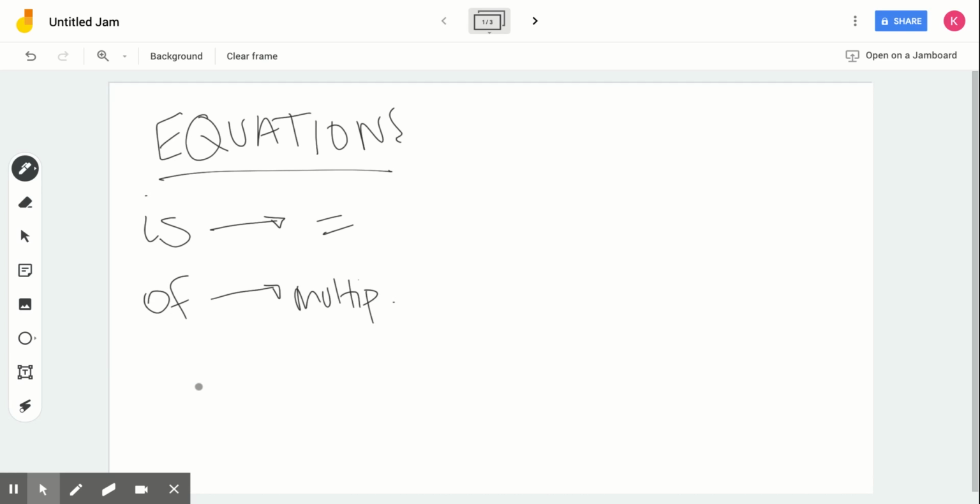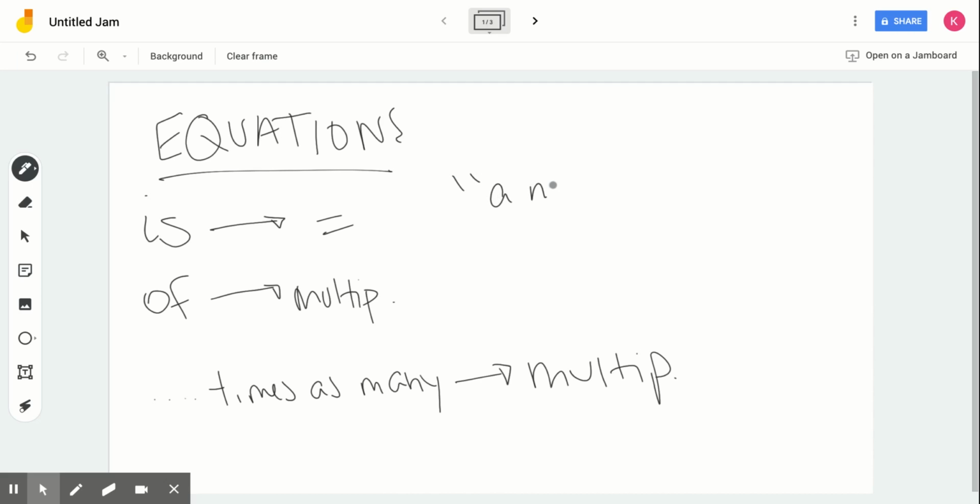The other thing that we can look at here is usually there will be a term or a phrase in some of them that'll say something times as many. So again, when we see something times as many, this is again going to tell us that we are multiplying. So it might say 4 times as many or half as many, and that's going to tell us that we're going to multiply.